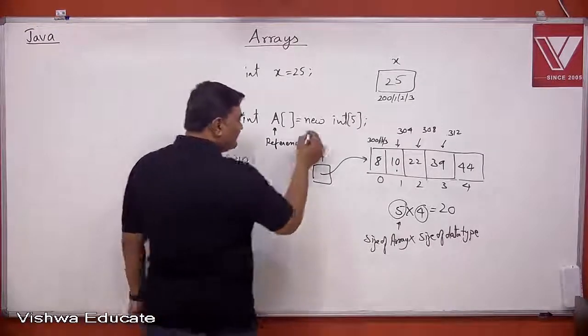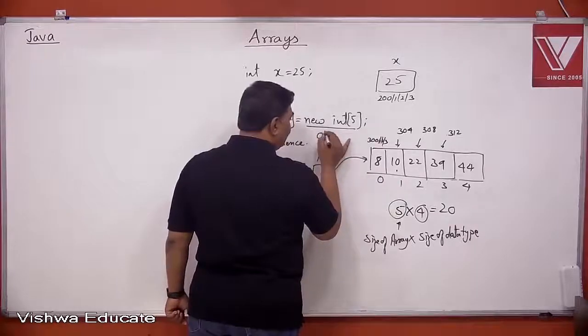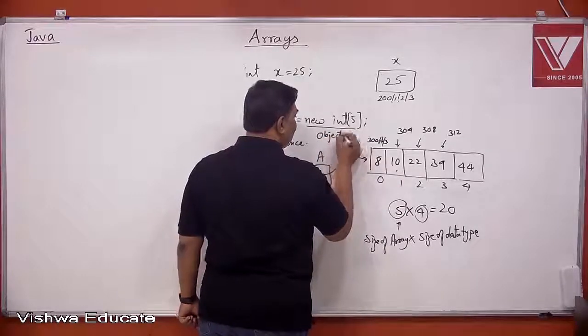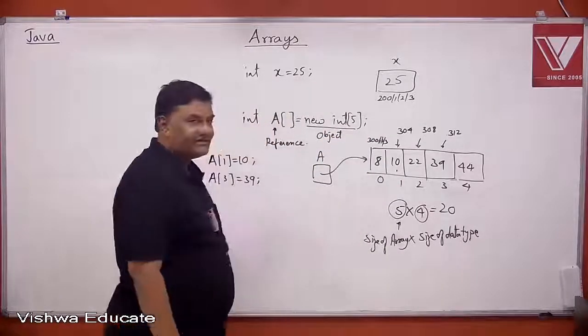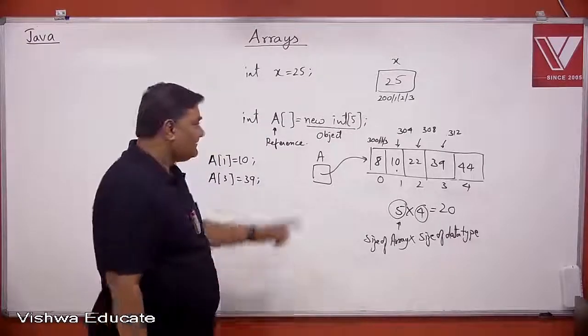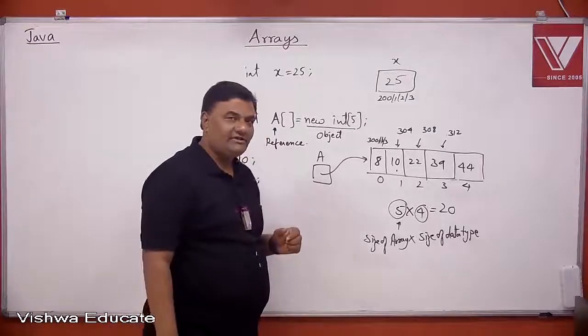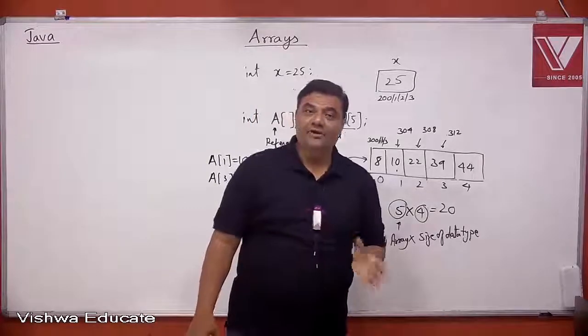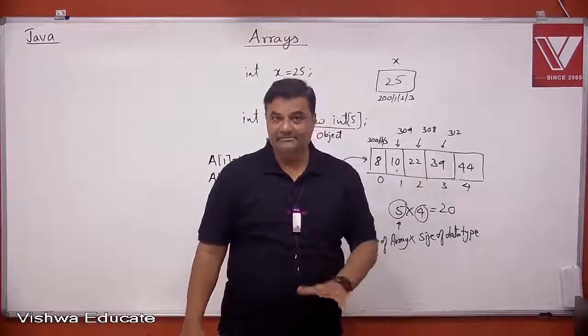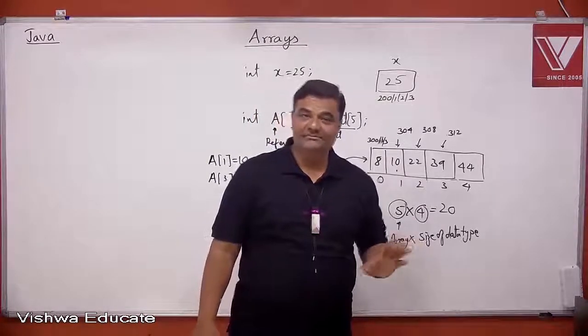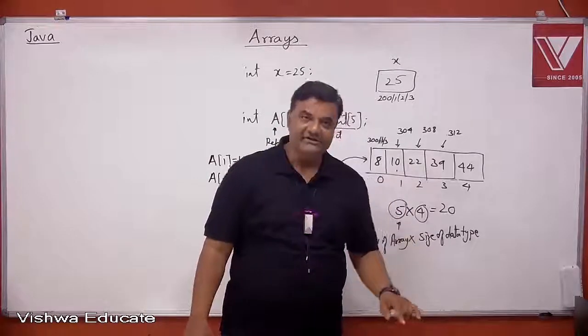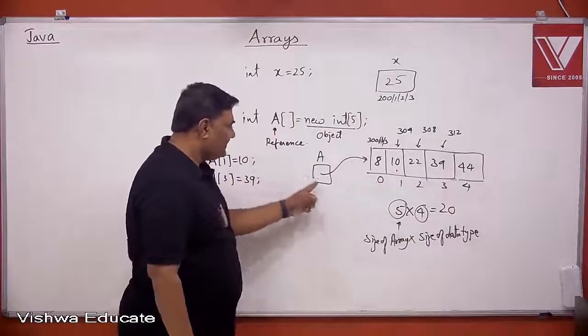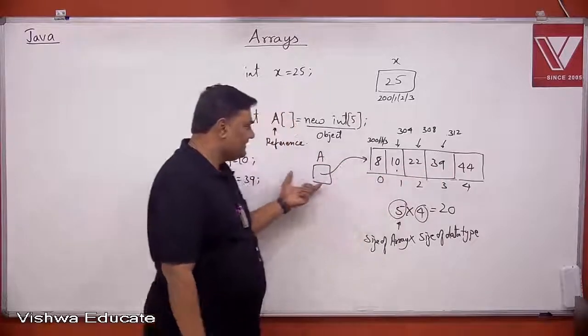And this is an array object. This is an array object. This is a reference. So what is this reference? It is just like a pointer of C++, but it is not a pointer. We don't say it's a pointer. We say it's a reference. This will have the address of this array. So it's like a pointer.